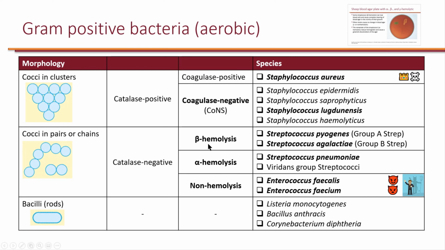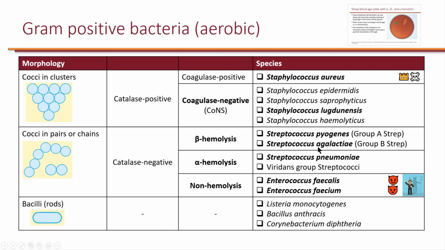Essentially that's how we group these. So beta hemolytic strep, alpha hemolytic strep, and non-hemolytic. In the beta hemolytic group, we have 2 important Streptococcus species. So Strep pyogenes, which is sometimes referred to as group A strep. And then we have Streptococcus agalactiae, which is referred to as group B strep.